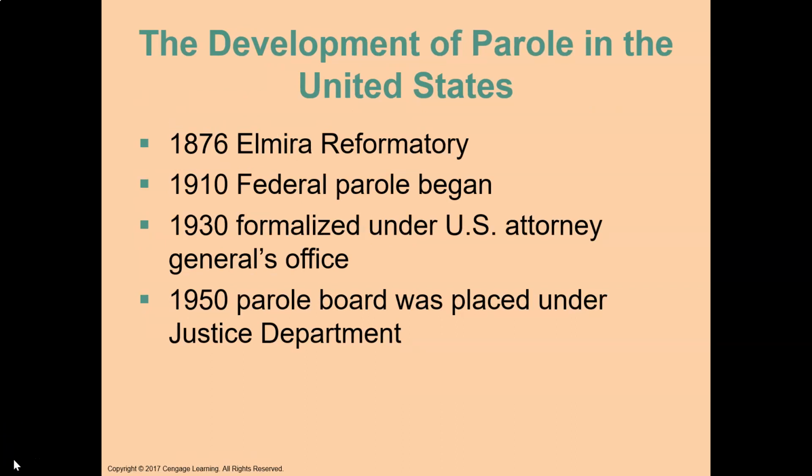Here's a quick timeline of the development of parole in the U.S. You can see 1876, Elmira Reformatory. 1910, federal parole began. And remember, we don't have federal parole anymore as of, what year was that? I don't remember, but we don't have that anymore. It was 1984. That was driving me crazy. So, okay.